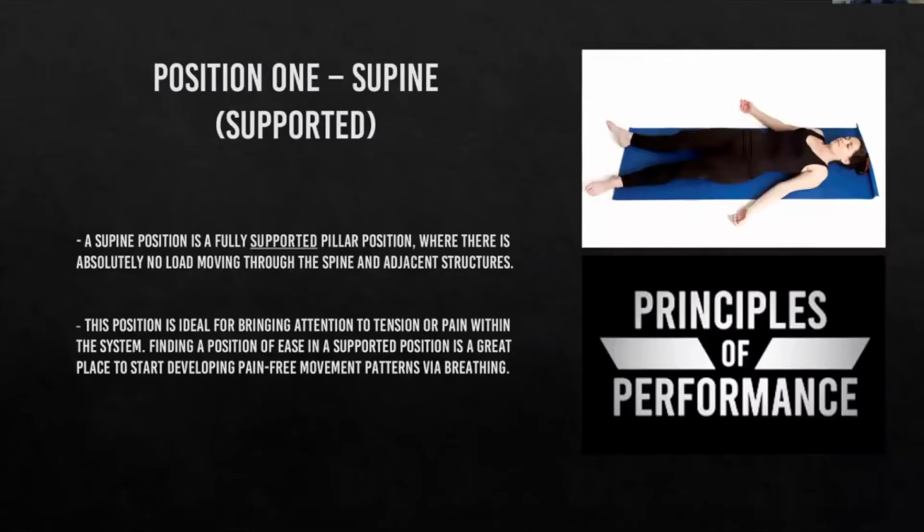Okay, and then we move into our positions. So position 1, as in this recap here, is supine. So we're on our back, and this is a fully supported position for the pillar. There is no gravity, there's no load going through the spine or the adjacent structures. This lady here is just laying on her back, and no load is passing through her pillar. So this is the ideal position for bringing attention to tension or pain within the system. And we find a position of ease in this supported position to start building a platform of movement on.